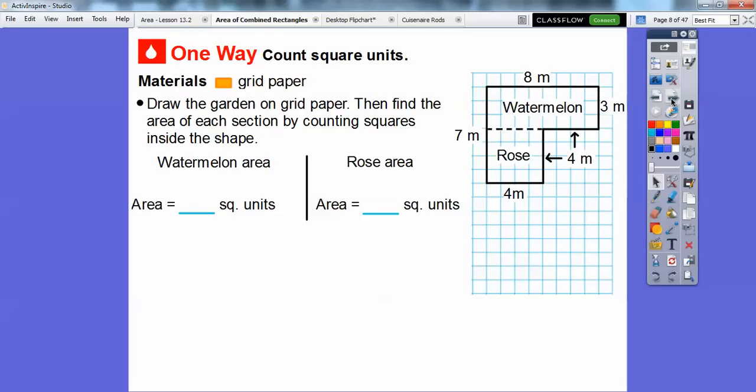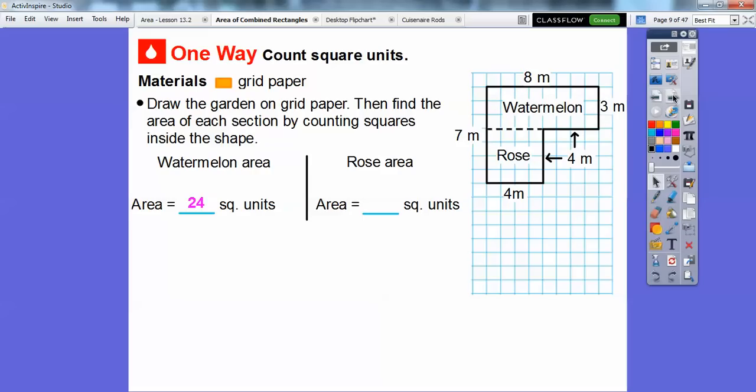Now we're just going to find the area of each rectangle. The area of the watermelon garden: it looks like there are 8 going across, plus 8 more is 16, and 16 plus 8 more is 24. If we counted all these little squares inside, there would be 24 of them.